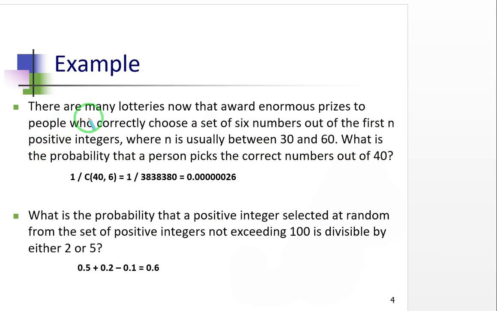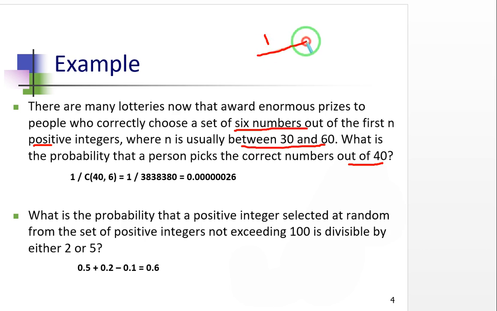So now let's come to this example. There are many lotteries now that award enormous prizes to the people who correctly choose a set of 6 numbers out of the first n positive integers, where n is usually between 30 and 60. What is the probability that a person picks the correct 6 numbers out of 40? So if you can see, we have a combination now. How many do we need to have? 6. From how many? 40. So just like a combination, from 40 we need 6.